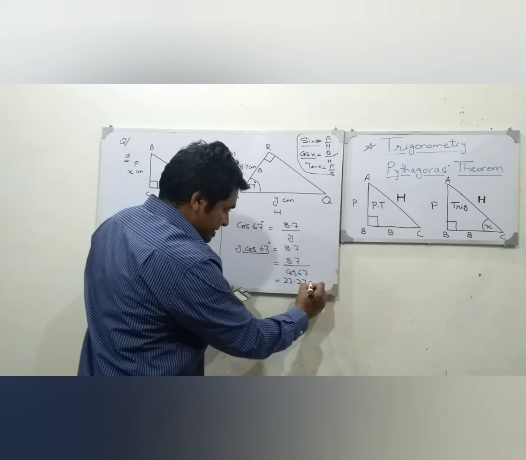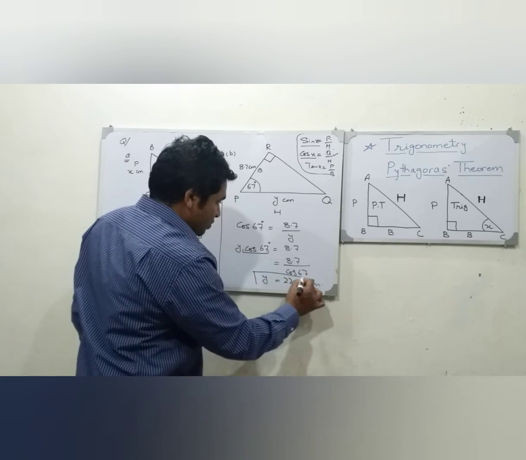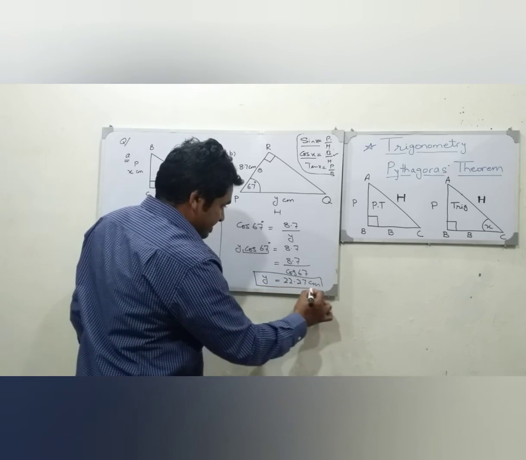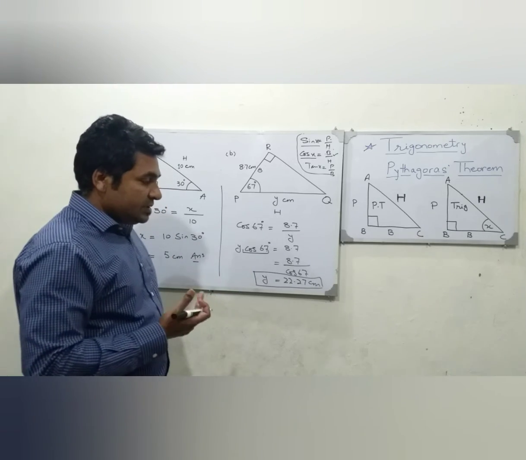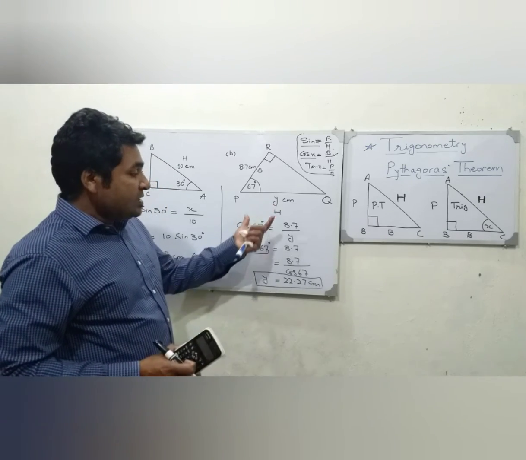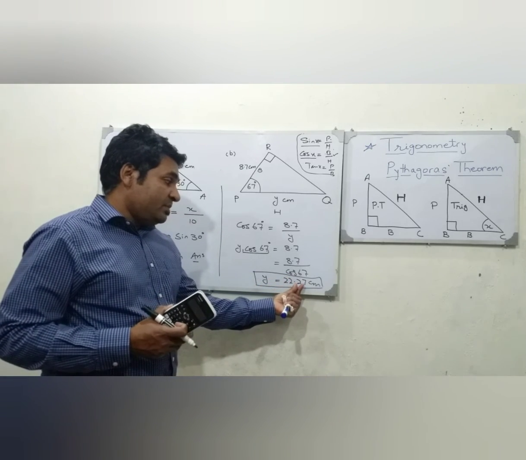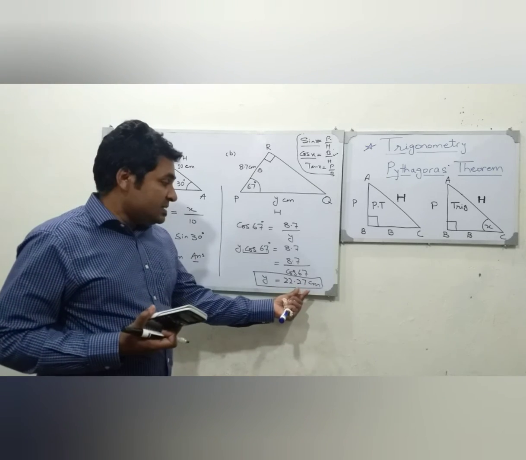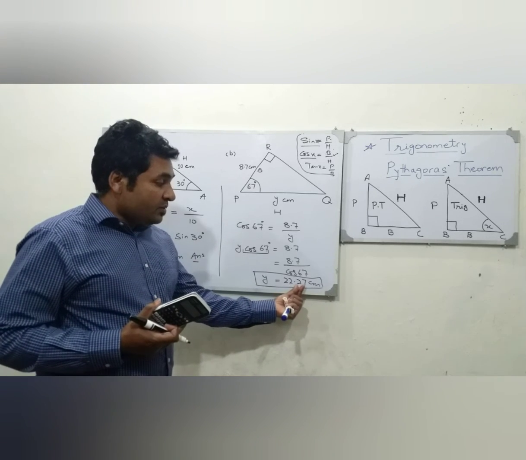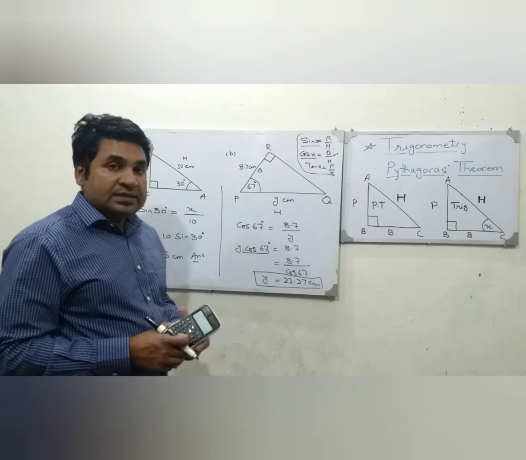22.27 centimeters. So the value of y is 22.27 centimeters. If you have not been told how many decimal places you have to write, we mostly consider 2 decimal places, so that's why I have rounded it off to 2 decimal places. So 22.27 is the answer.